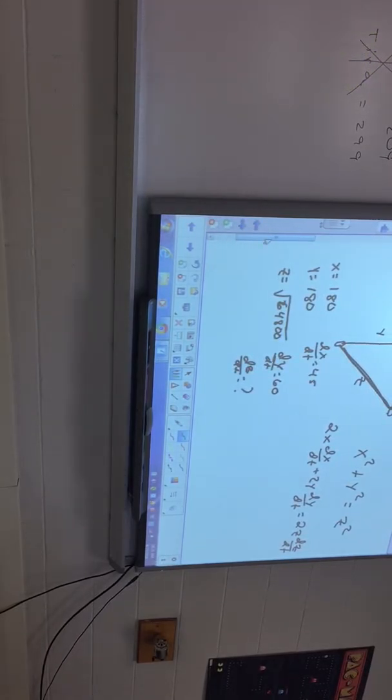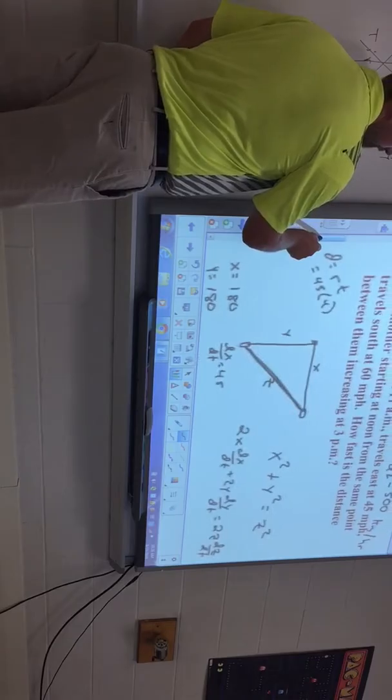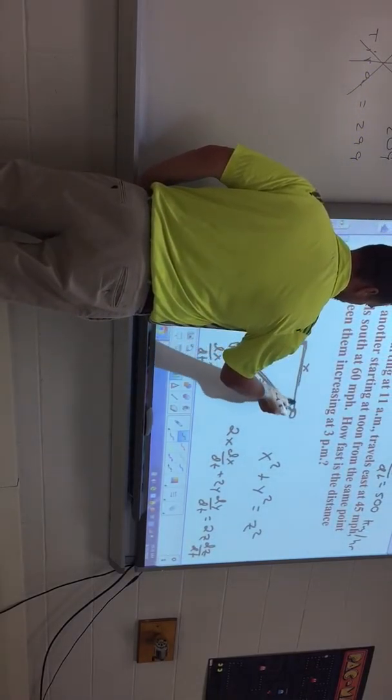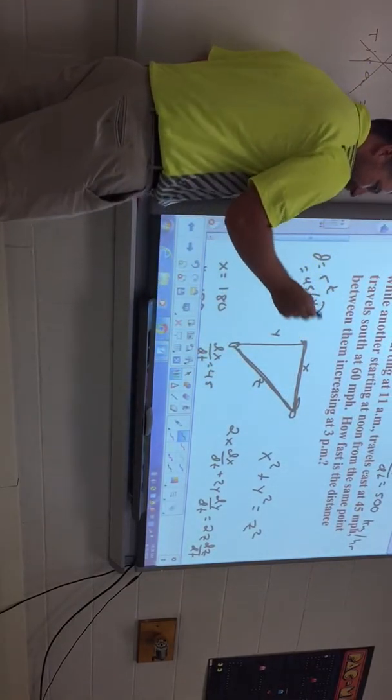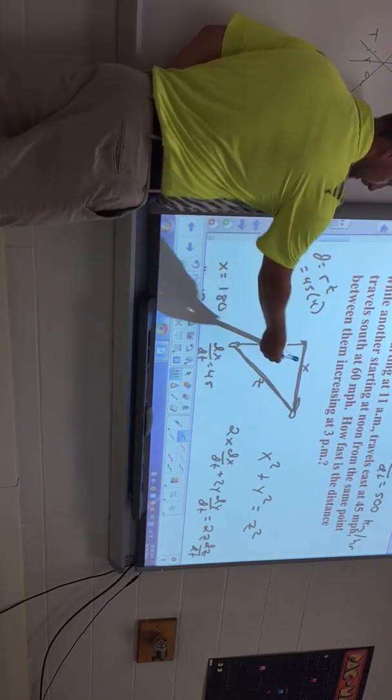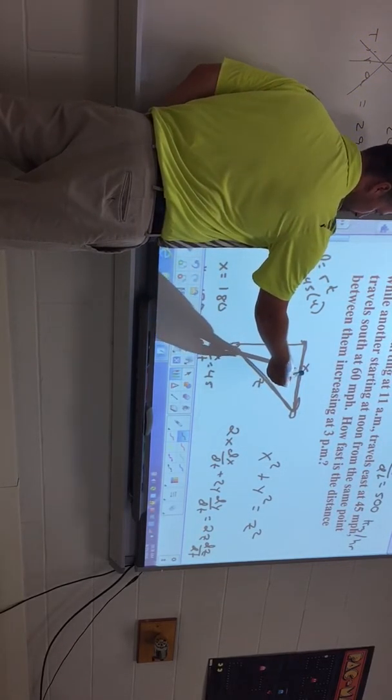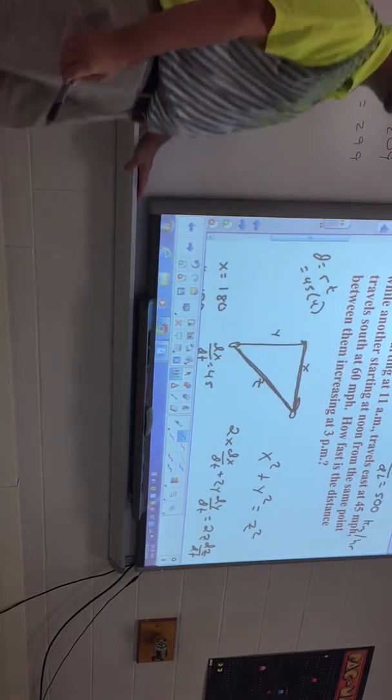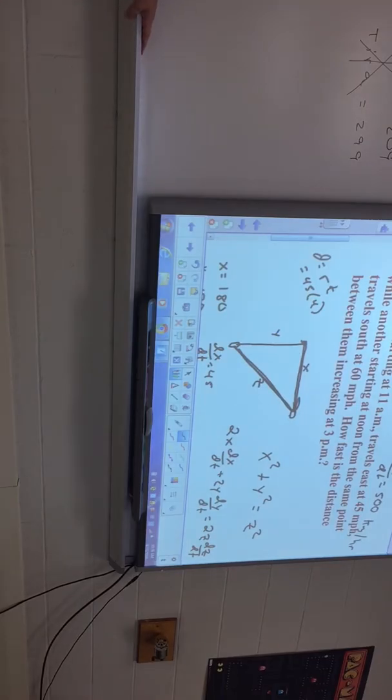Why is dx over dt 45 and dy over dt 60? Because the first train is moving at a rate of 45 miles per hour east. So I put the x there, so that means dx/dt is the one that's going east. If it's a speed, then that's always the derivative. Speed is distance over time, yes, it's a rate of change.